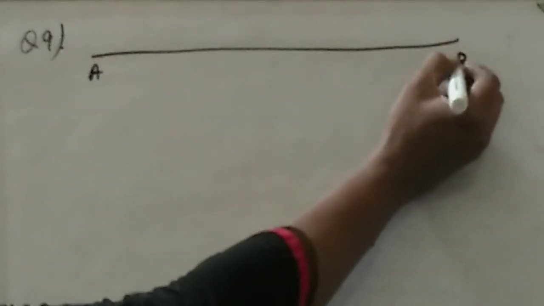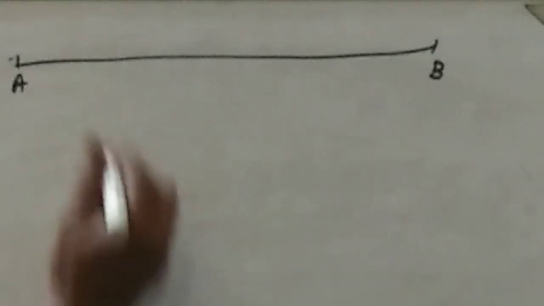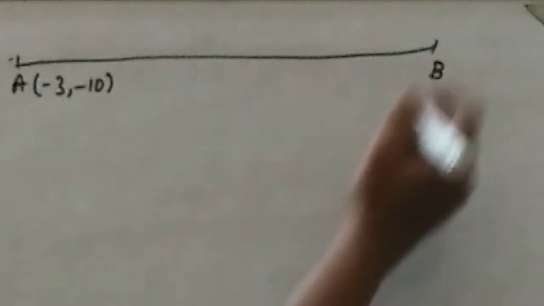Question number 9. The line joining the points A (-3, -10) and B (-2, 6) is divided by the point P such that PB upon AB is equal to 1 upon 5. Find the coordinates of the point P. So AB is a line segment. A is (-3, -10) and B is (-2, 6).